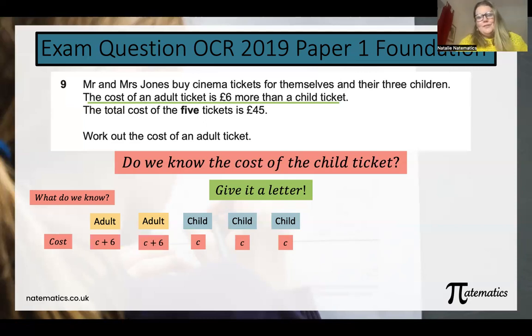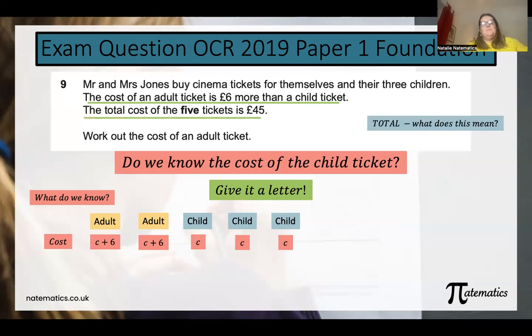And then adult, another adult. It's about having that confidence that, okay, this is representing it. I don't know the answer at the minute, but I'm representing it in relation to each other. So I've got 3 children, and then effectively an additional £12 on top of that for the other 2 adults. So you've got the 2 adults and then the extra £12 on top for those extra 2. So total cost of the 5 tickets is £45.